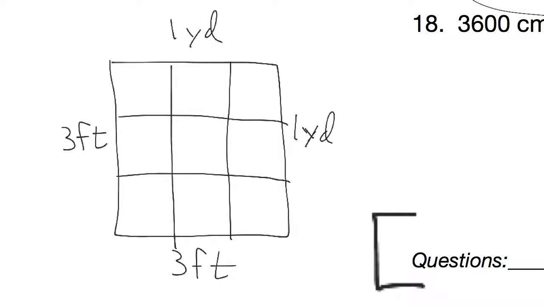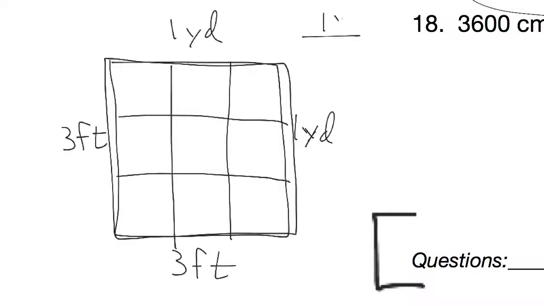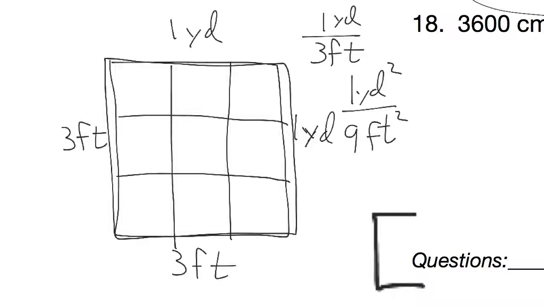So if the whole thing is 1 square yard, then there are 1, 2, 3, 4, 5, 6, 7, 8, 9 square feet. I know that there's such a thing as 1 yard for every 3 feet, but it's also true that in 1 square yard there are going to be 9 square feet. I've just drawn them out.